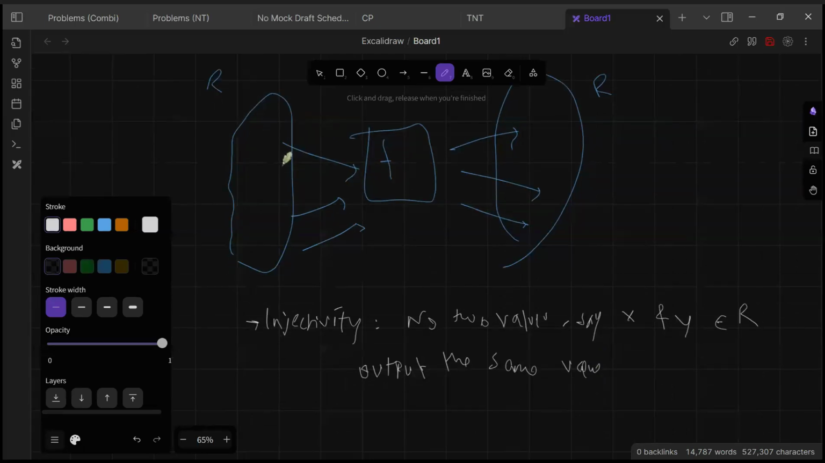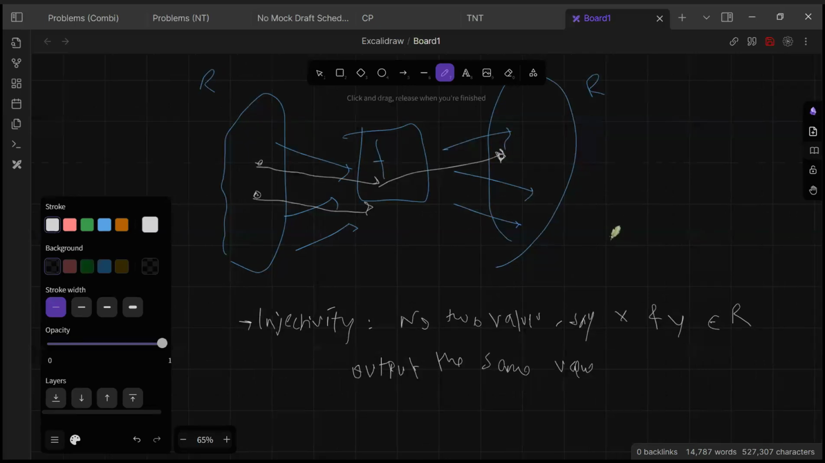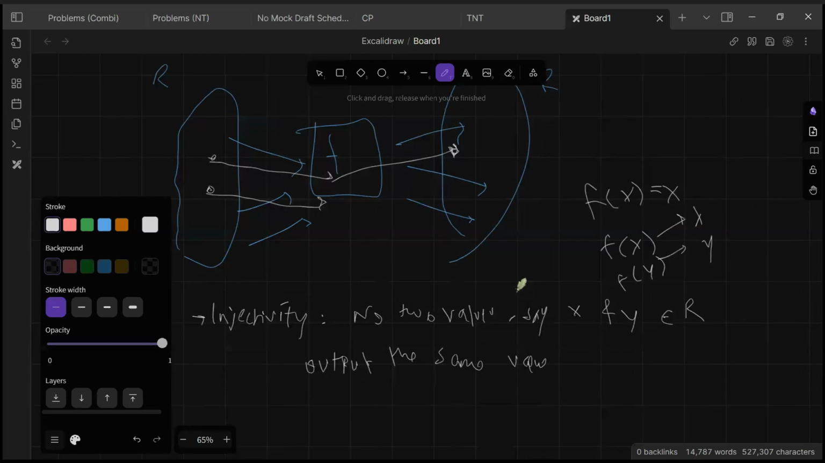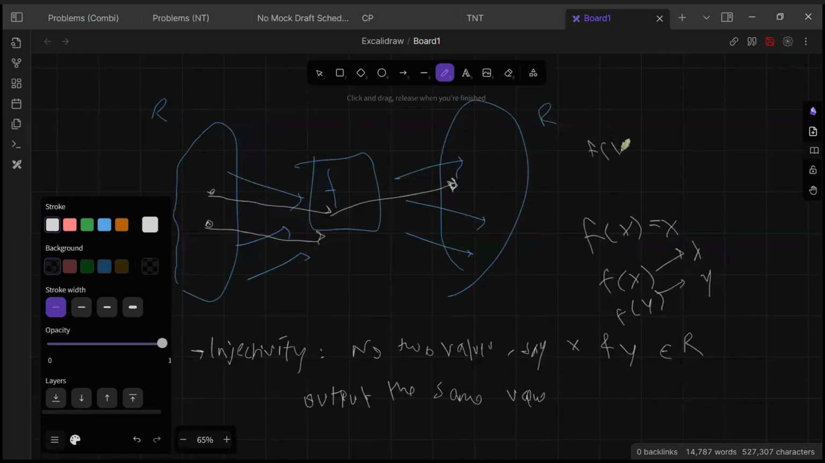By injectivity, what I mean is, if I have two values here, then they're not going to output the same value through f. For example, a function like f(x) = x is injective, because if I have f(x) and f(y) for x not equal to y, they're always going to map to different things. One maps to x, one maps to y. So this is what I mean by injective. Similarly, f(x) = kx is also injective. f(y) = ky, and these two are never going to be equal unless x is equal to y.